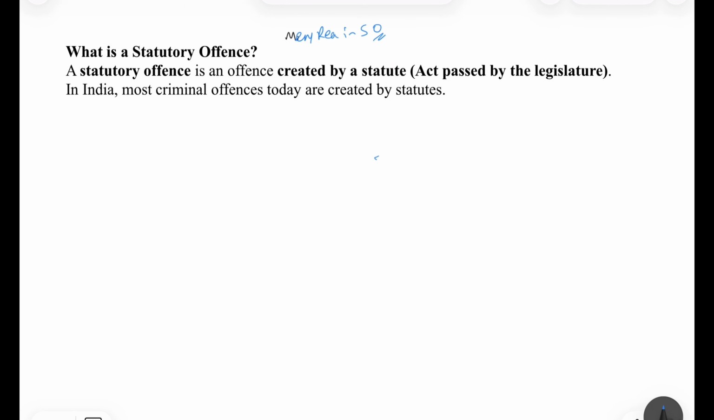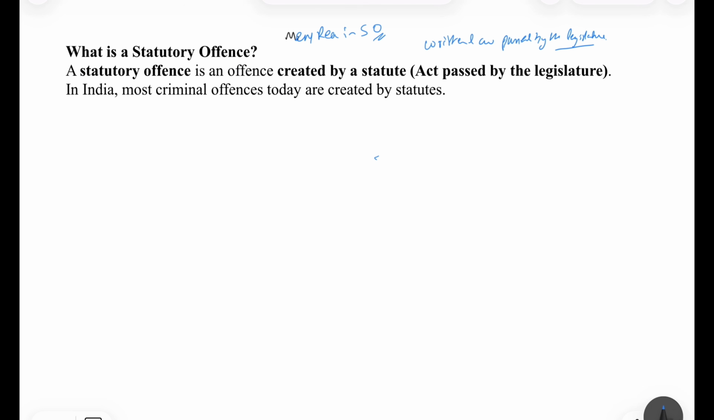Okay. First of all, before understanding statutory offences, what do you mean by statute? Generally, statute means a written law passed by the parliament or the legislature. Okay. This is the statute definition in simple words. Now, the statutory offences.